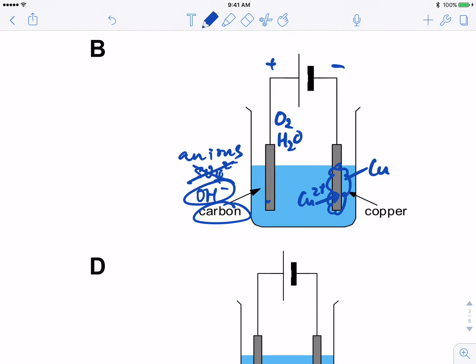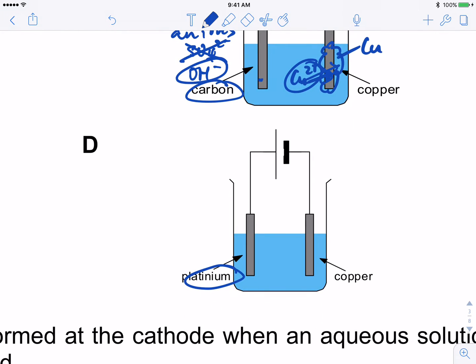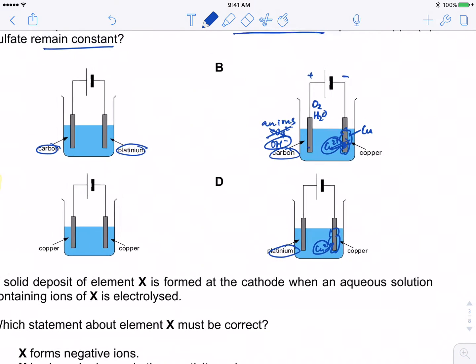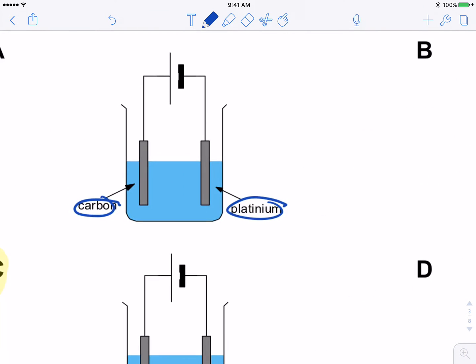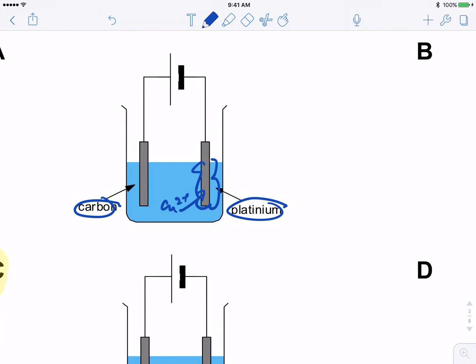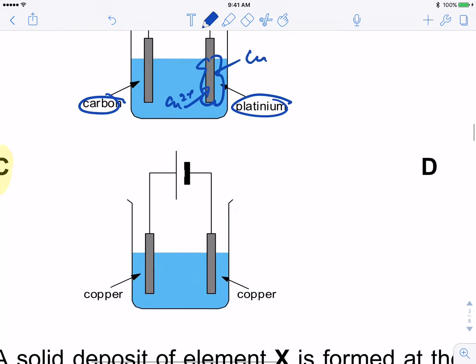So you can see that your Cu2+ ions are not being replenished. It's just constantly being used up to form more copper on the copper electrode. Same thing goes for here. Because it's also an inert electrode, your Cu2+ will just keep forming copper here until all the Cu2+ is used up. Over here is the same. Your Cu2+ will also move here to become copper. So it will again continue until all the Cu2+ ions are used up.